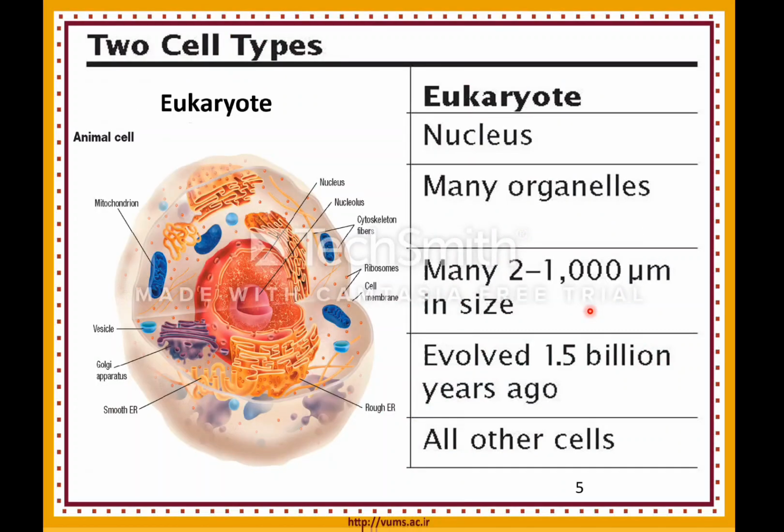But eukaryotic cells, where eu means good, have a good nucleus, a very sharp and distinct nucleus that is restricted by a membrane. They include many organelles, and their size is very variable. And all other creatures are composed of these cells.